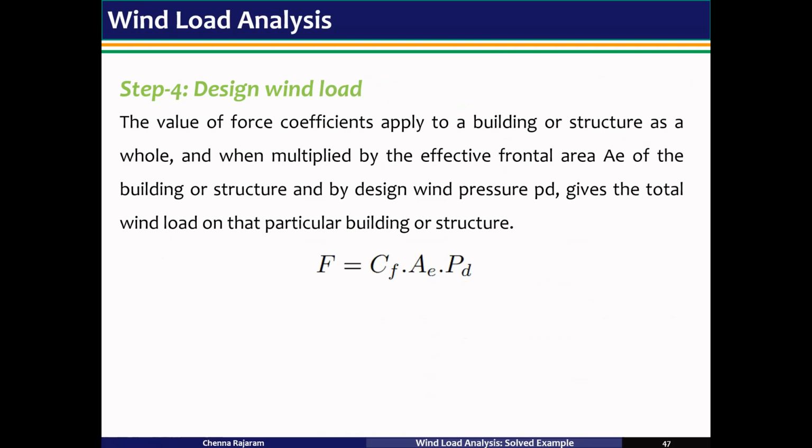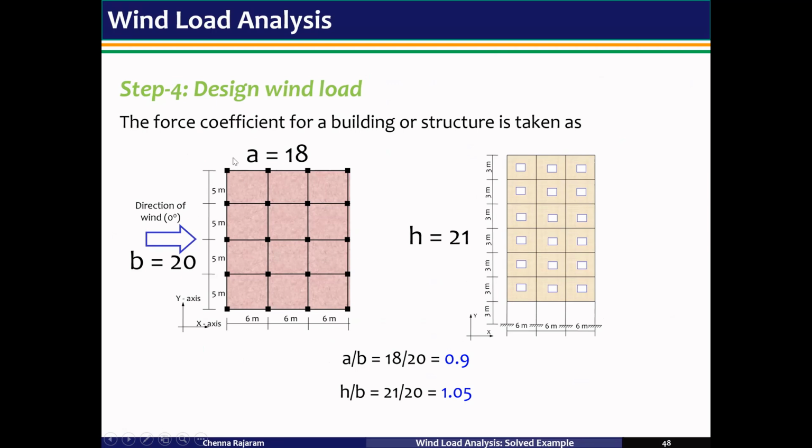The design wind load. The value of the force coefficient applied to the building or structure as a whole, when multiplied by the effective frontal area Ae of the building or structure and by the design wind pressure Pd, gives the total wind load on that particular building or structure. The equation is F equal to Cf into Ae into Pd. Here the value of A is equal to 18, which is the summation of 6 meters plus 6 meters and 6 meters. And B is equal to 20, which comes from 5 plus 5 plus 5 plus 5.